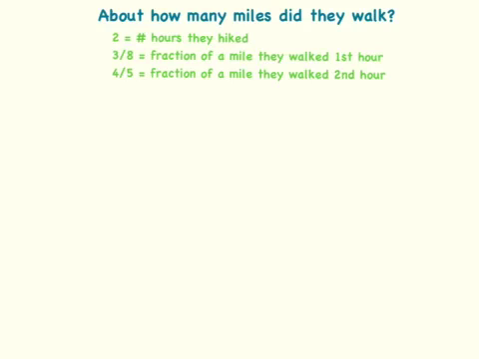So we're going to look at our numbers. 2 is the number of hours they hiked. This is more of a reference number, so we're not going to use that to find our answer. These two, however, we will have to add together. So we're going to add 3/8 and 4/5, aren't we? Oh, no, we're not, because it says about. So we need to find what the benchmark numbers are, or the benchmark fractions for 3/8 and 4/5.